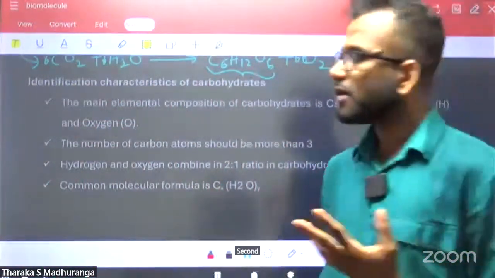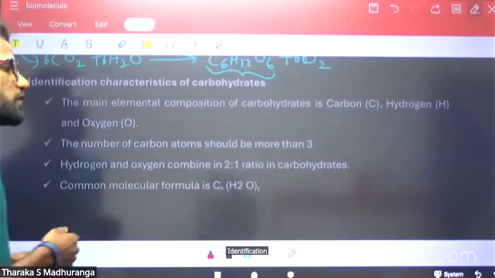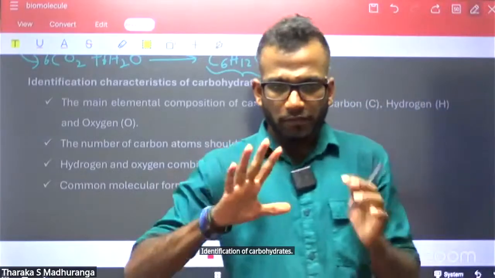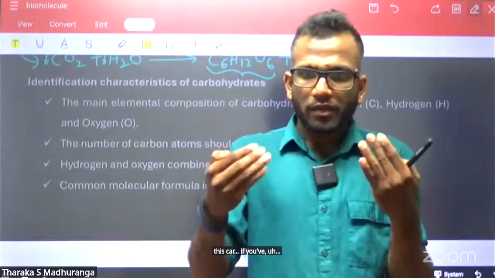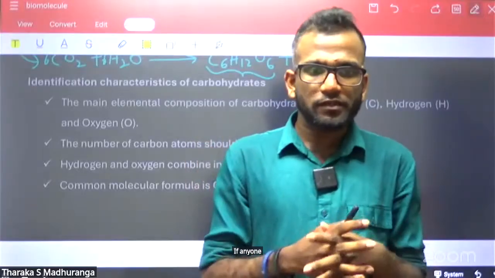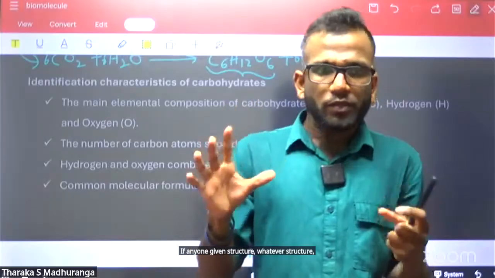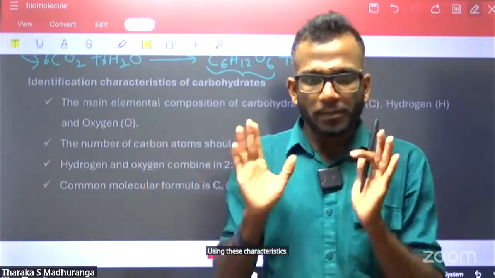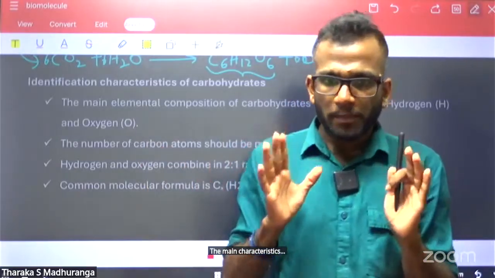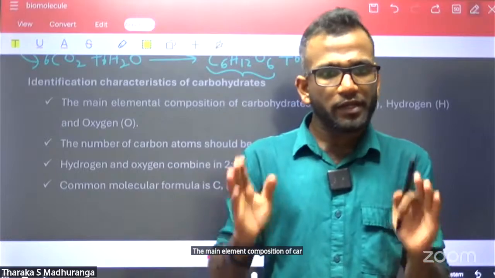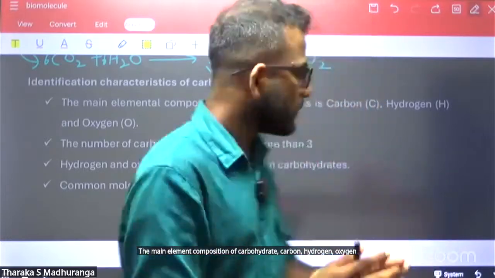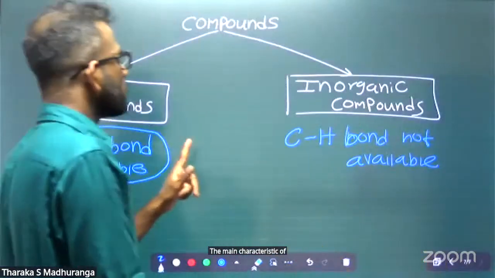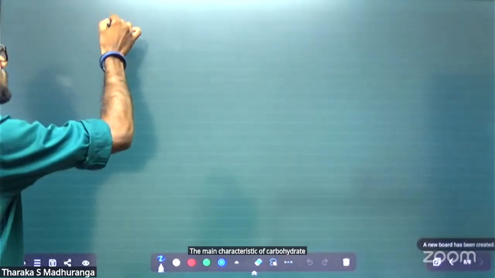Second point, identification of characteristics of carbohydrate. If anyone gives a structure, whatever structure, you can find whether it is a carbohydrate or not using these characteristics. The main characteristic is the element composition of carbohydrate: carbon, hydrogen, oxygen only. It is very, very important.